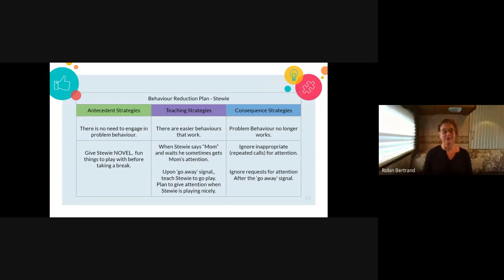The other components replicate what we talked about in our behavior pathway. So Stewie is learning to say mom and waiting. He's learning also when mom says go away or not right now that he should go find something else to play with. Lois will learn to ignore additional requests for attention after she's given the go away signal. But she'll also learn to ignore if Stewie approaches for the first time and repeats and nags. She'll learn to respond right away when he says mom and waits for a second for her to respond.